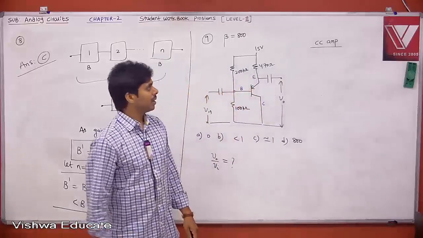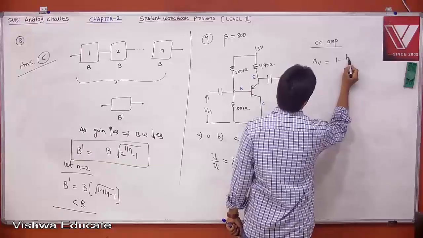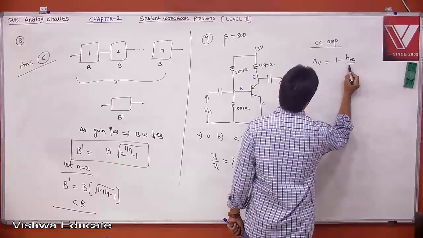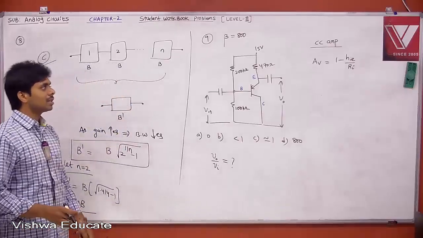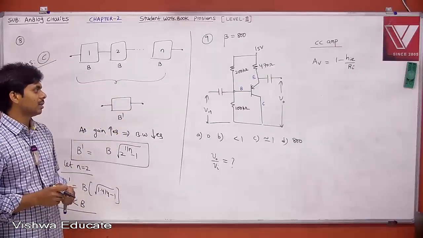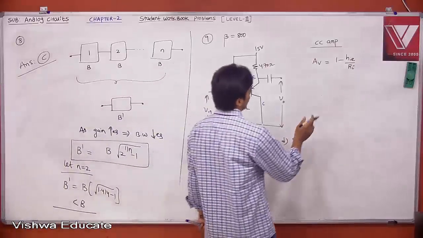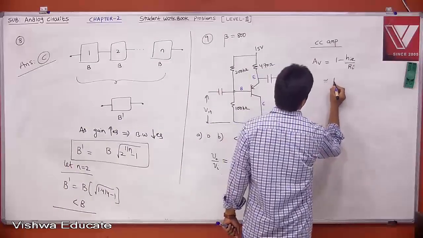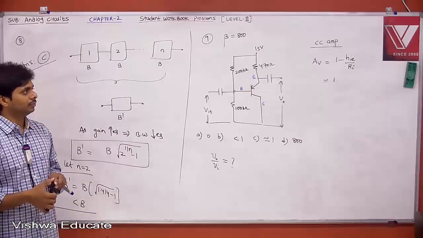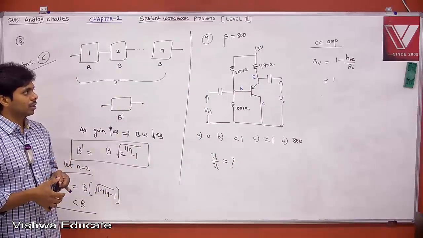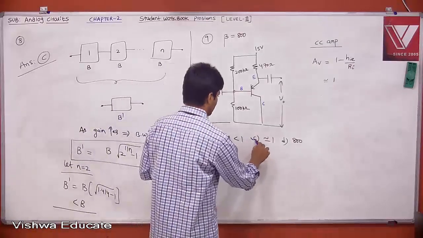What is the voltage gain of a CC amplifier? We know that it is 1 minus hie divided by Ri. This is our voltage gain. Therefore, we know that it is close to 1. No need to calculate; for a CC amplifier it is close to 1. Therefore, the answer is C.